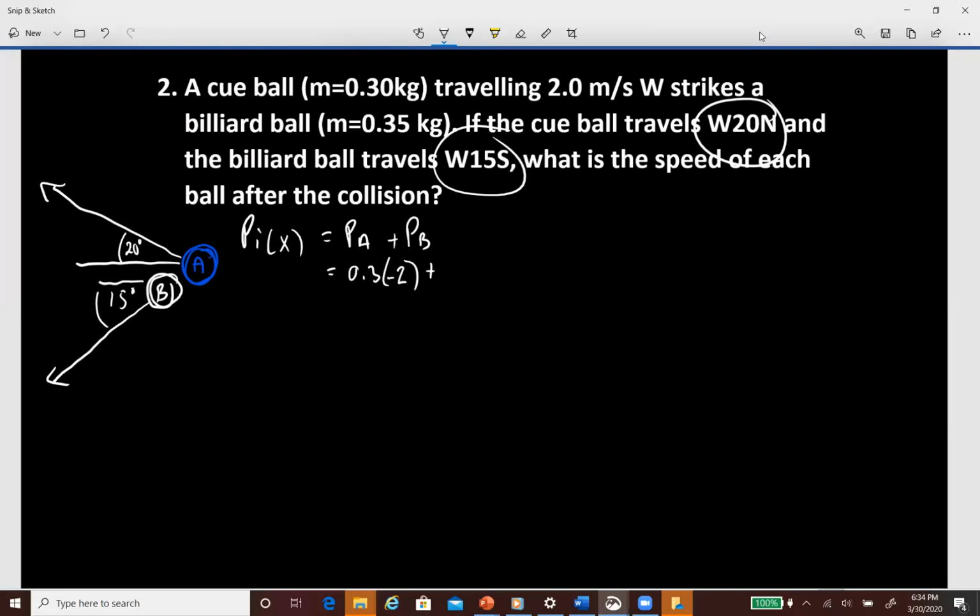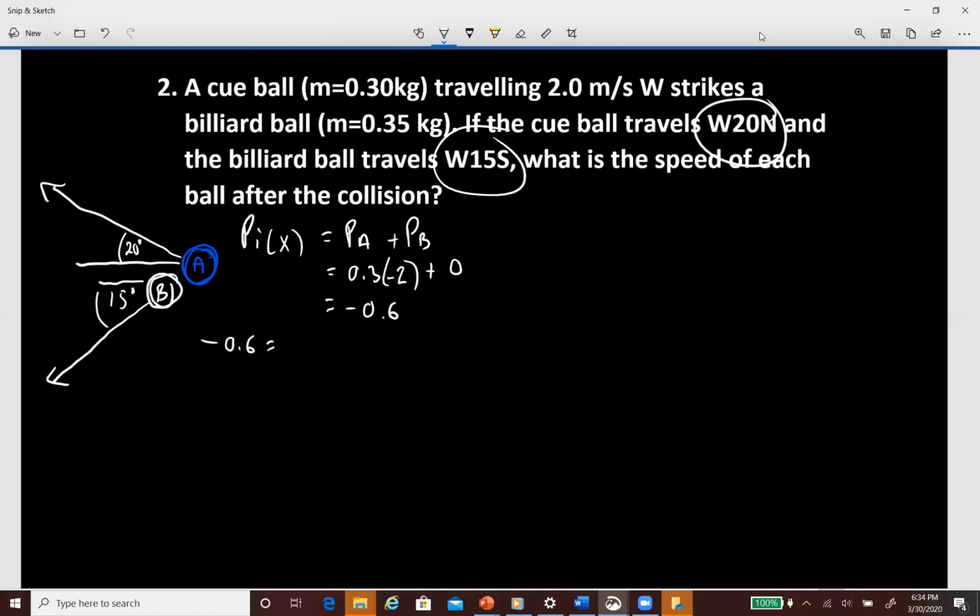B is stationary, so we know when something is stationary, its momentum is 0, right? So its initial momentum is negative 0.6 in the X direction. Okay, that's good. Now, we know that equals the final momentum. So the initial momentum is negative 0.6, and that's going to equal the final momentum. So what's the final momentum?